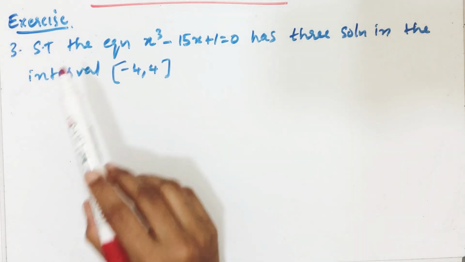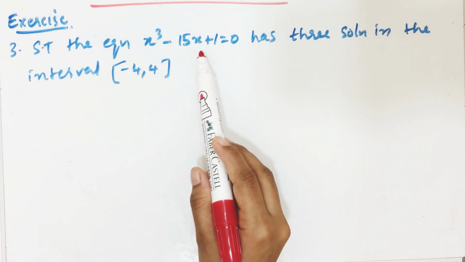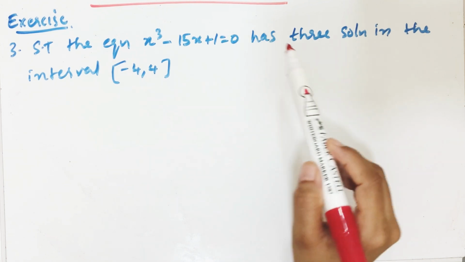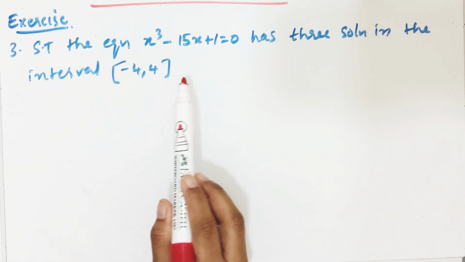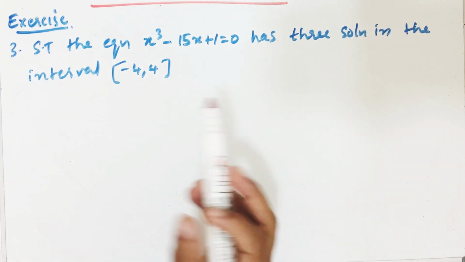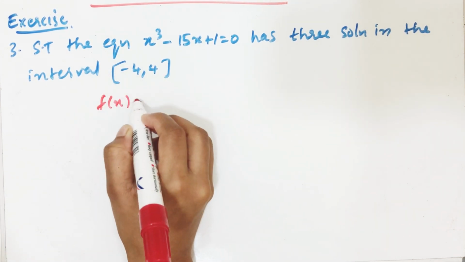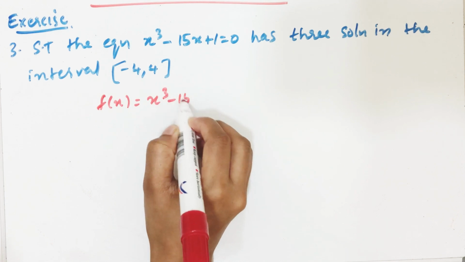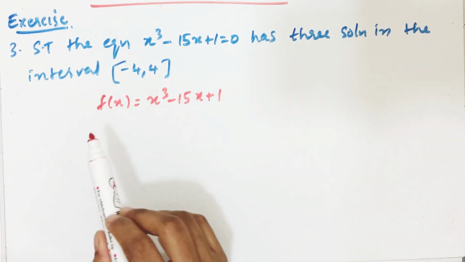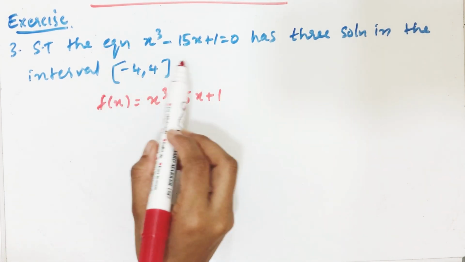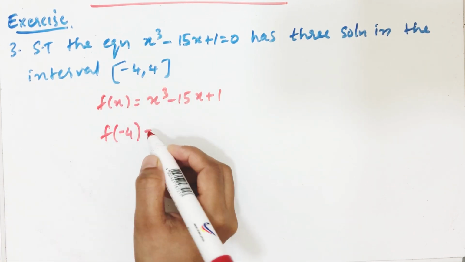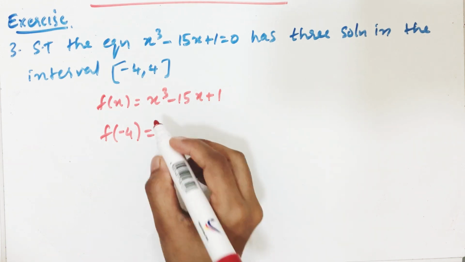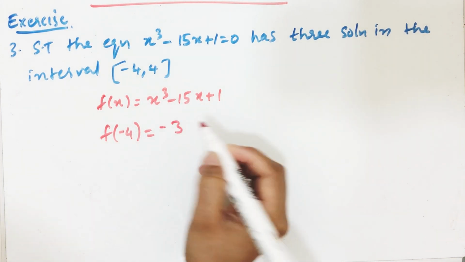Next question. Show that the equation x cube minus 15x plus 1 equal to 0 has 3 solutions in the closed interval minus 4, 4. Here the function is f(x) is equal to x cube minus 15x plus 1. We can see the value of f in this interval. F of minus 4, substitute minus 4 in this equation, we will get it as minus 3.